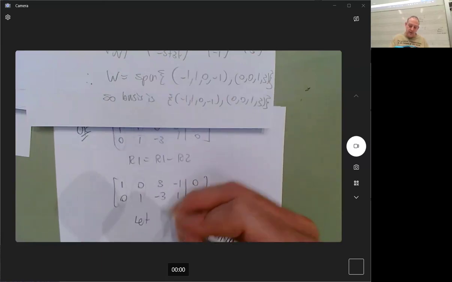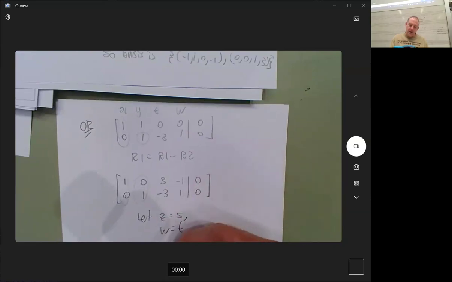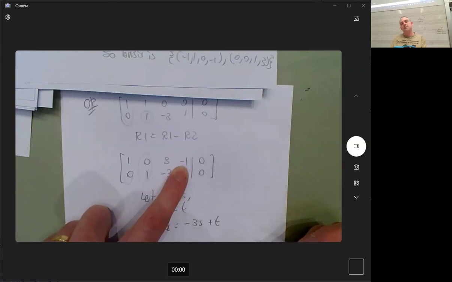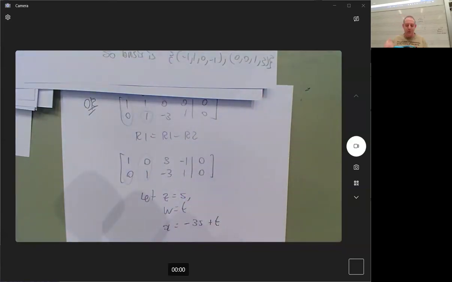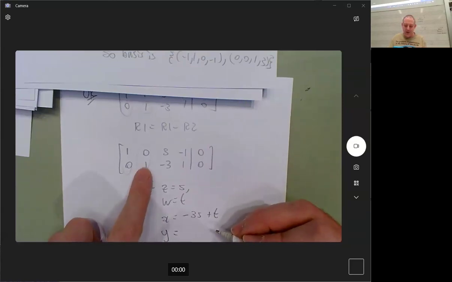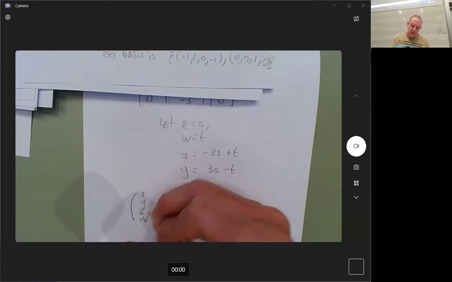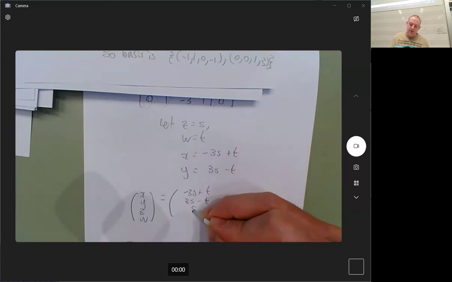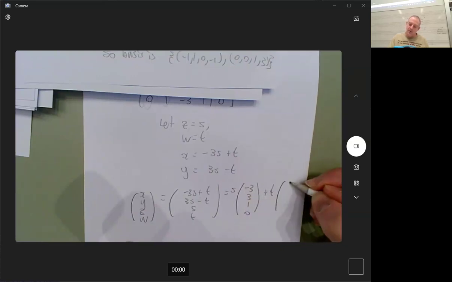And I would say let z be s and w be t. And now x is minus 3s and plus 1t. Yes, because this is like plus 3s minus t, and I put them on the other side. Okay, it's all good. If you do it a lot, then you can really concentrate and get it right. And so the y is 3s and minus t. And so I get that x, y, z, and w is minus 3s plus t, 3s minus t, s, and t, which is s times minus 3, 3, 1, 0, and t times 1, minus 1, 0, 1.